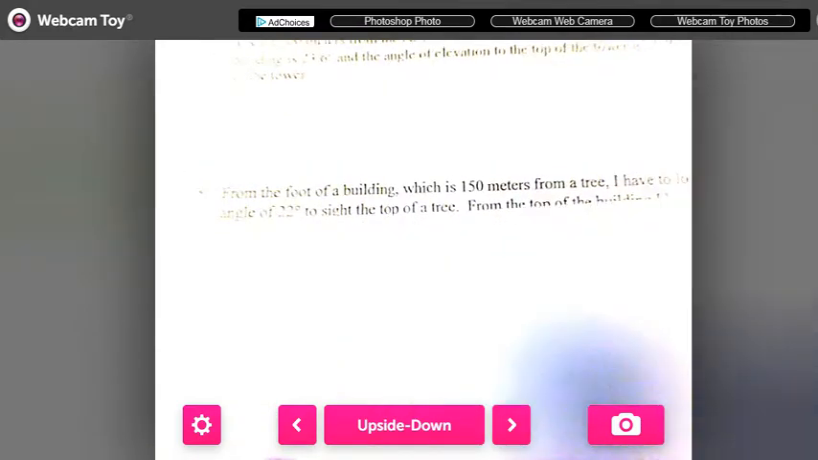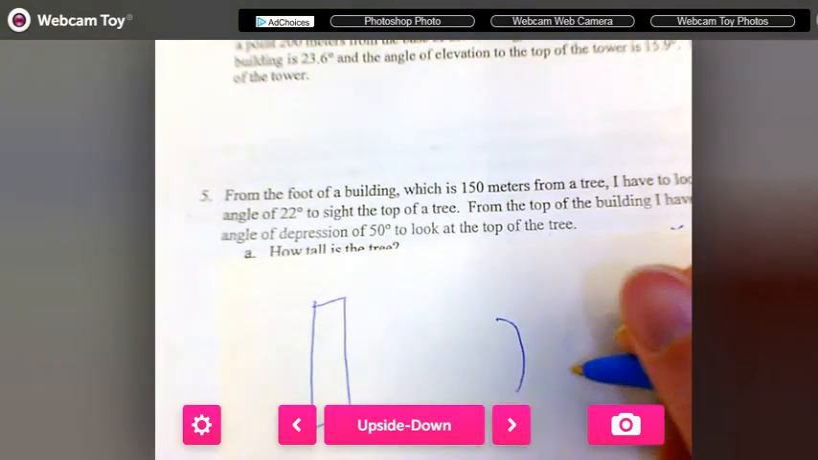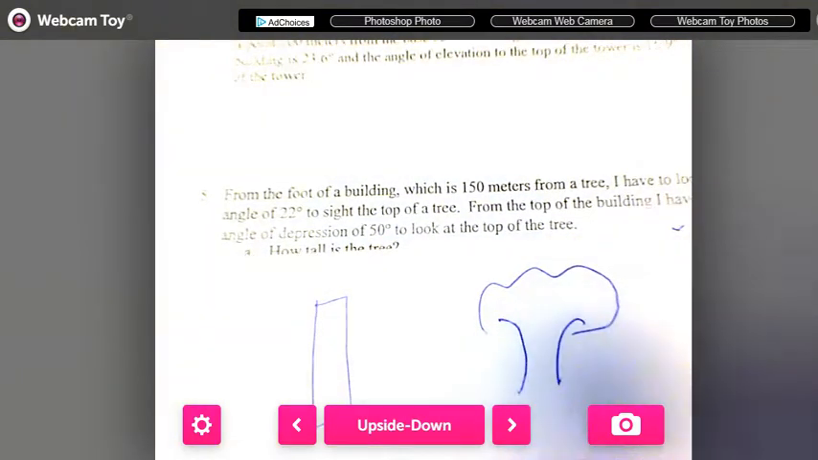Okay. Here's my building. I love it when you guys give me good expressions so that I know if you're confused. Otherwise, I just assume you know what I'm talking about.